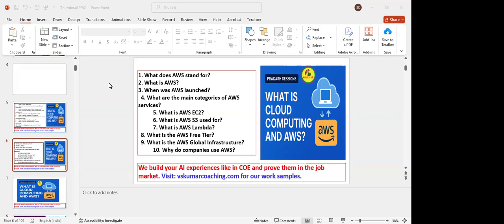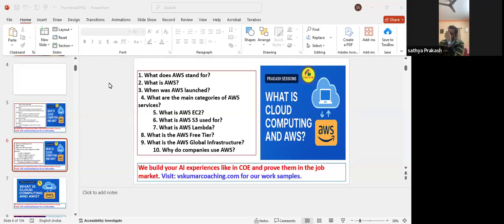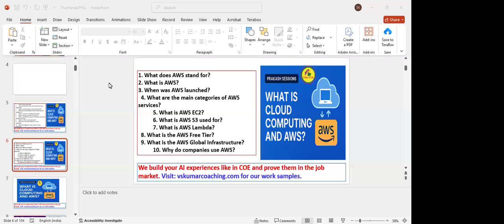Okay. Seventh question, what is AWS Lambda? Lambda is a serverless compute service where the server is managed by itself, and the user does not need to worry about the server and can just focus on running the code. Okay. Eighth one, what is the AWS free tier?